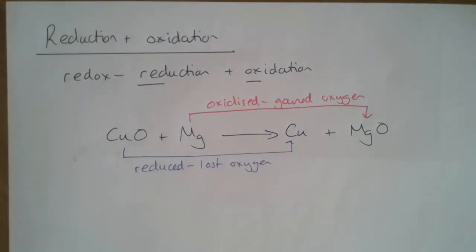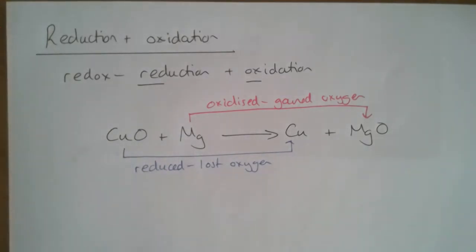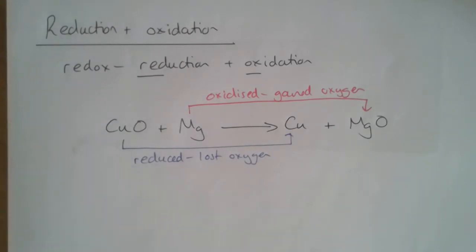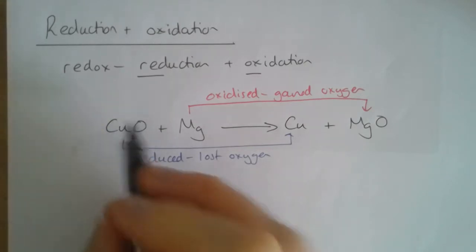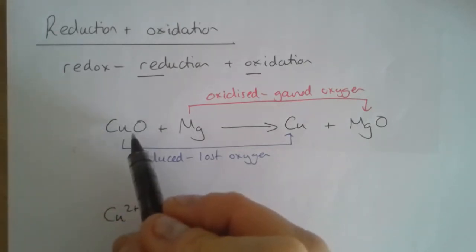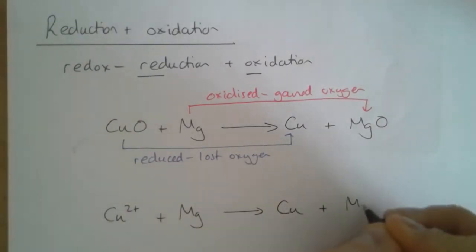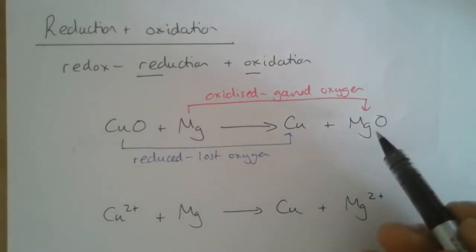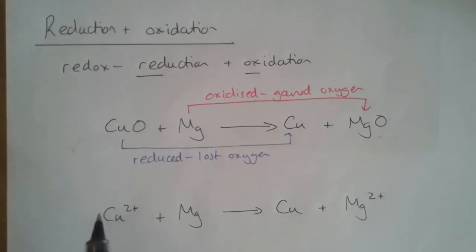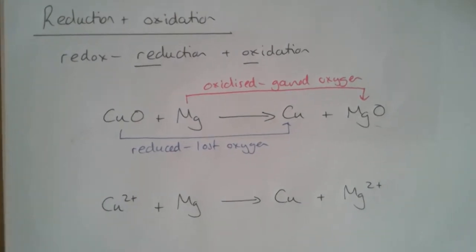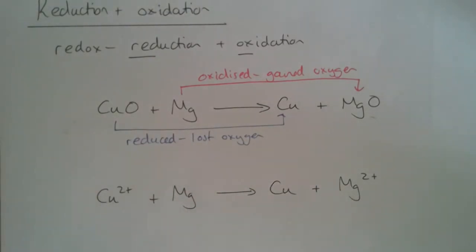But we can also describe it in terms of electrons. So the first stage of this is to remove the oxide ions from this and come up with an ionic equation. Now the reason I can do that is because copper oxide contains a Cu2+ and an O2- ion, and magnesium oxide contains an Mg2+ and an O2- ion. So the oxide ion hasn't changed, so I'm ignoring it when I'm writing my ionic equation. What has changed is Cu2+ has become Cu and Mg has become Mg2+.